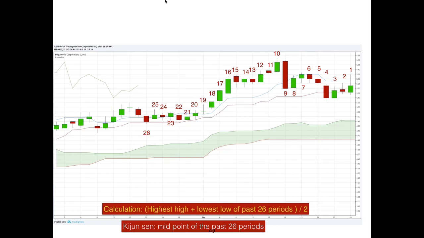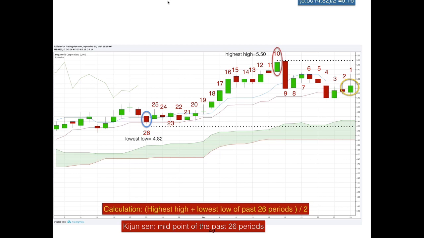The Kijun-sen is a vital part of the Ichimoku system. It is calculated as the midpoint of the past 26 periods. From the last day's candlestick, we count 26 periods back. Then we find the highest high. Here it is at 550. Then we get the lowest low, which is 482. We add these two values, then divide them by 2. So 550 plus 482 divided by 2 is 516. So that's the value plotted right here.